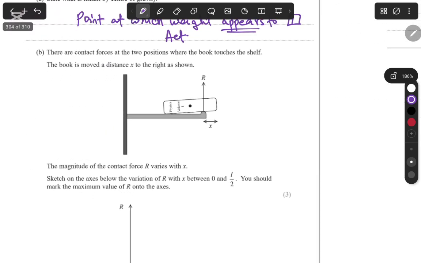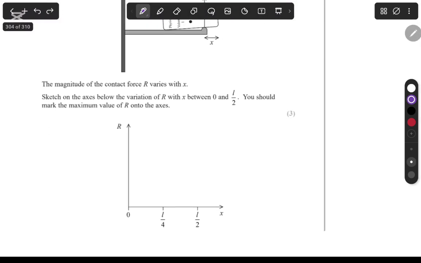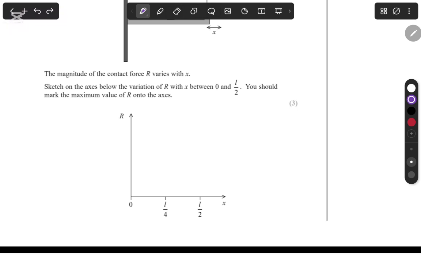Part B. There are contact forces at the two positions where the book touches the shelf. The book is moved a distance x to the right as shown. The magnitude of the contact force R, which is this contact force, varies with x. Then they tell us to sketch a graph below of the variation of R with x between 0 and L by 2. We should mark the maximum value of R onto the axis.